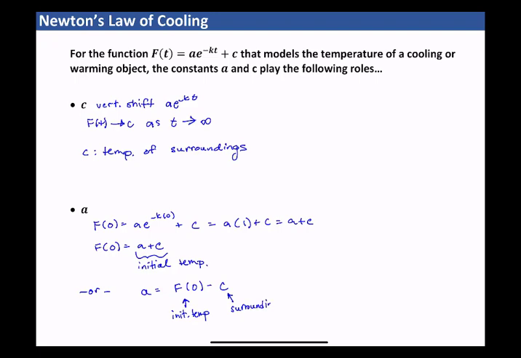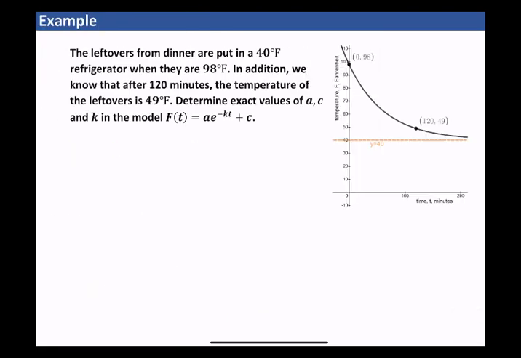Once we know the values of a and c, the value of k is determined by knowing the value of the temperature function f of t at one non-zero value of t. Let's look at an example. The leftovers from dinner are put in a 40-degree Fahrenheit refrigerator when they are 98 degrees Fahrenheit. In addition, we know that after 120 minutes, the temperature of the leftovers is 49 degrees Fahrenheit. Determine exact values of a, c, and k in the model f of t equals ae raised to the negative kt plus c.